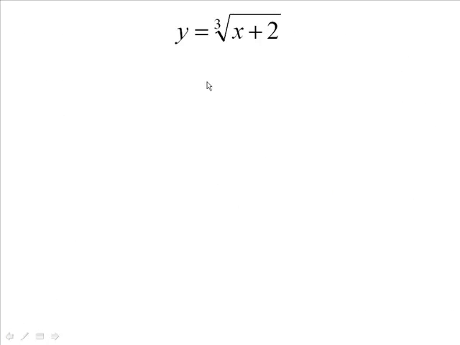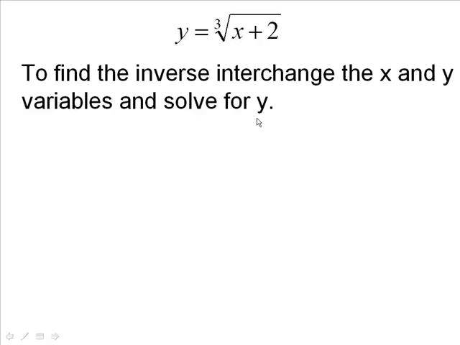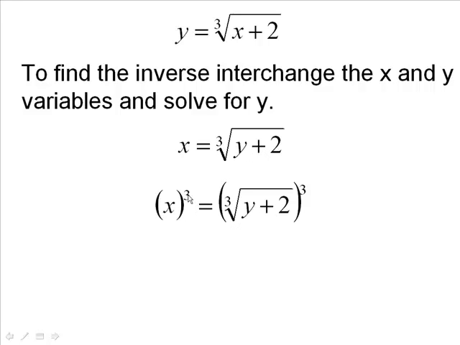To find the inverse, we're going to substitute x in for the y and y in for the x. So you're going to end up with x equals the cube root of y plus 2. You put an x in for that y and a y in for the x, and this is what you end up with. Now when you cube both sides of the equation, you'll get x cubed. On the right side, you have the cube root of y plus 2 cubed. That's just y plus 2.